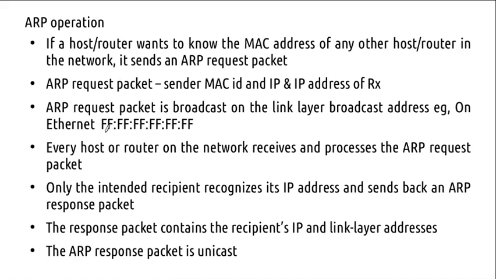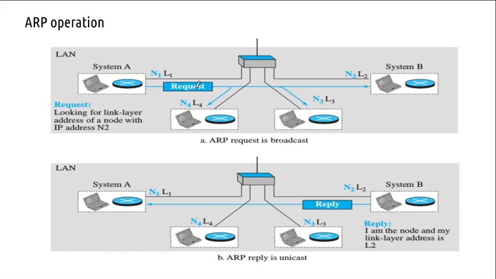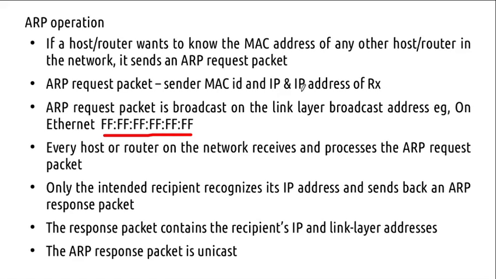So this is a broadcast. On the Ethernet it is all Fs, 255s. This is the sender MAC address. It will send its MAC address, that is L1, and its IP address, and the IP address of the receiver. I have just elaborated whatever was mentioned in the previous slides. So the ARP request is broadcast, and the reply is unicast.